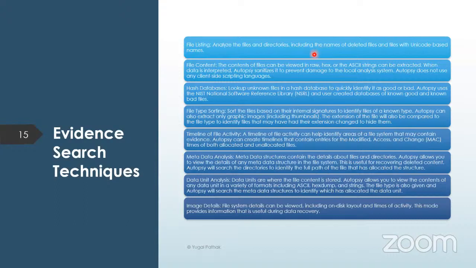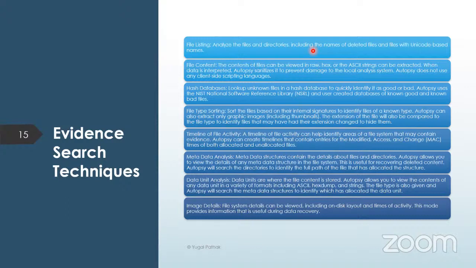Now, let me have a look. First is file listings. We are analyzing the file directories, including the names of deleted files, or we are using some kind of wildcard characters, regex or regular expressions, or wildcard searches. From that, we are finding out what the different deleted files are and what the files located inside the files and directories are.